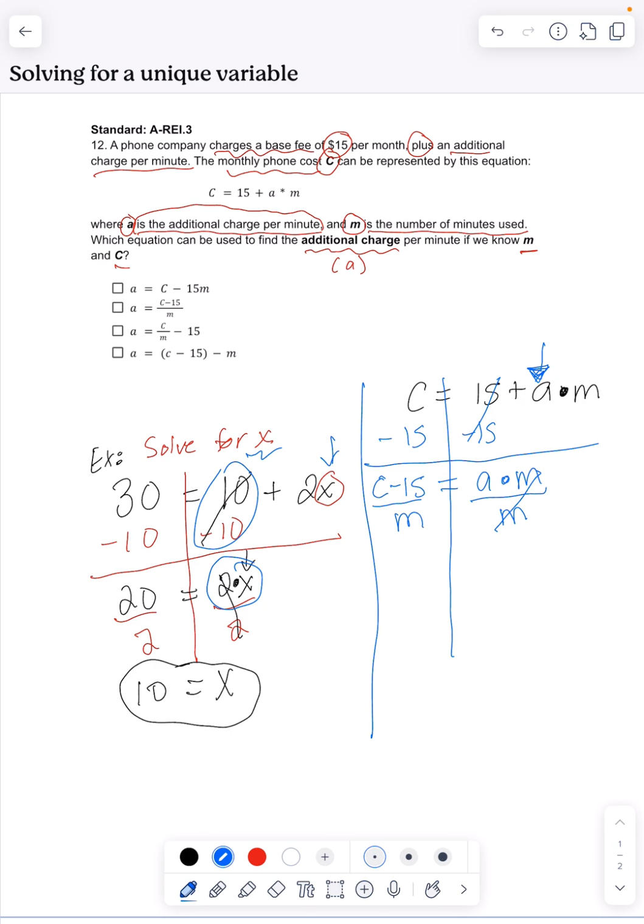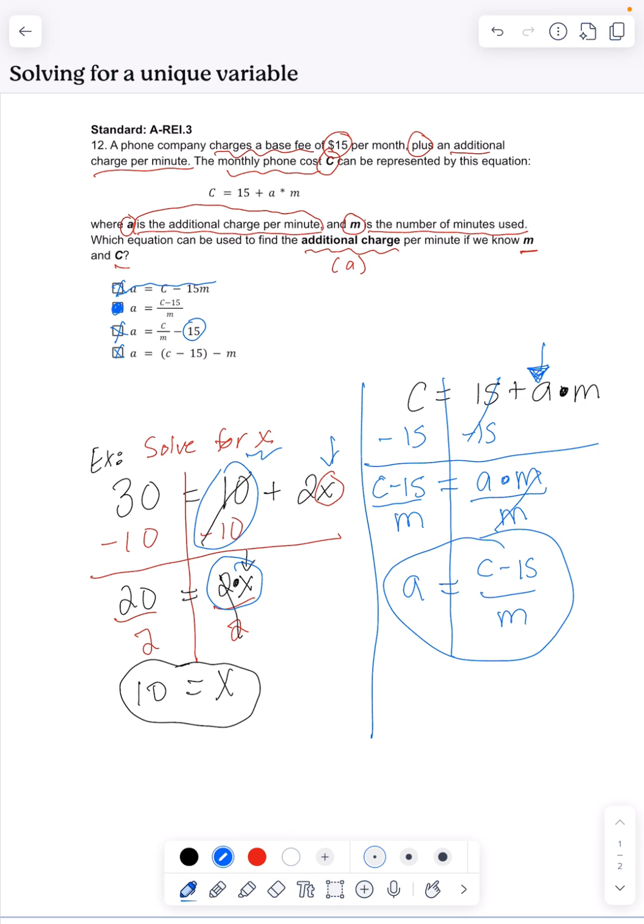And we can say that the value of A, because that's by itself, is equal to C minus 15, divided by M. So that should be our final answer. So the first one, nope, that doesn't say that. A is equal to C minus 15, yep, there we go. So this should be this one. In this one, the 15 is not being divided by M, so that's wrong. And this one is off, so it would be option 2.